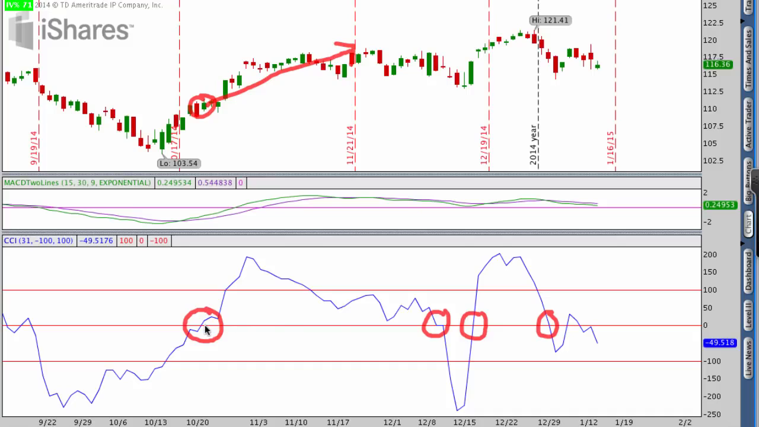And it's not all about being overbought or oversold. Just because CCI gets to extremes does not mean that that creates an opportunity necessarily to buy or sell. So that's one difference with CCI as opposed to some other indicators: it's not about being overbought or oversold. It's about crossing that 0 barrier.